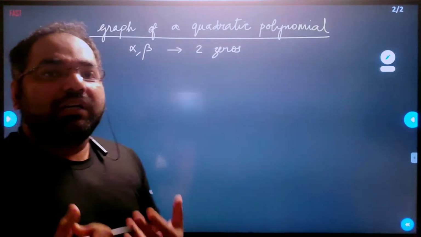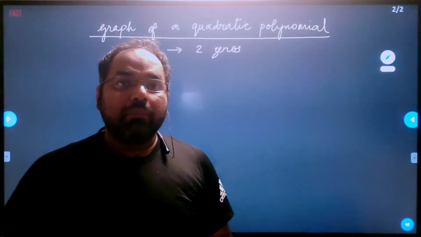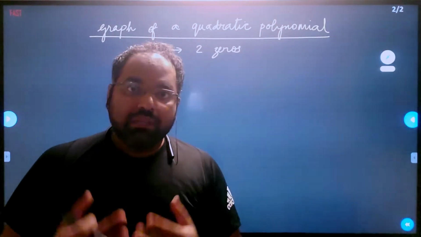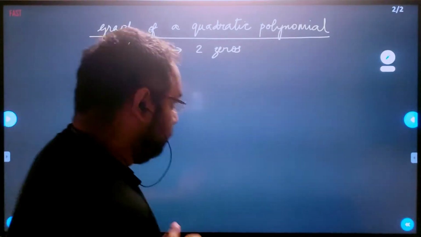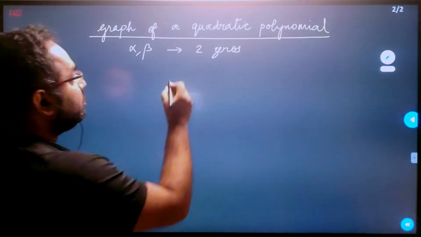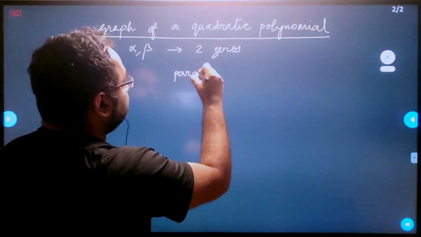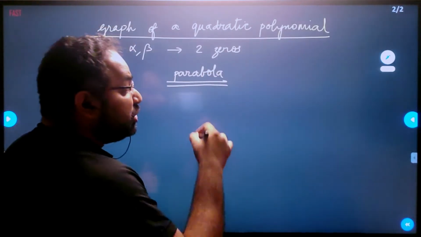Whenever you plot a graph for a polynomial, depending on the number of zeros it has, the graph is going to take a particular shape. Correct? Now, for a quadratic polynomial, the graph is always going to look like a parabola. Now, what is a parabola? A parabola has a U shape.